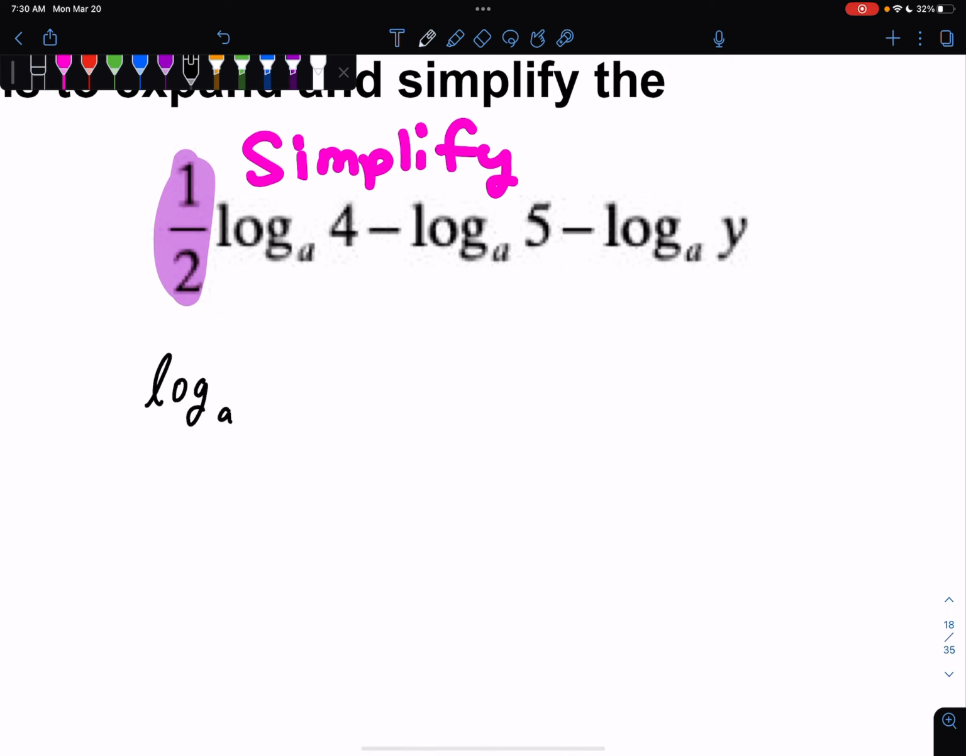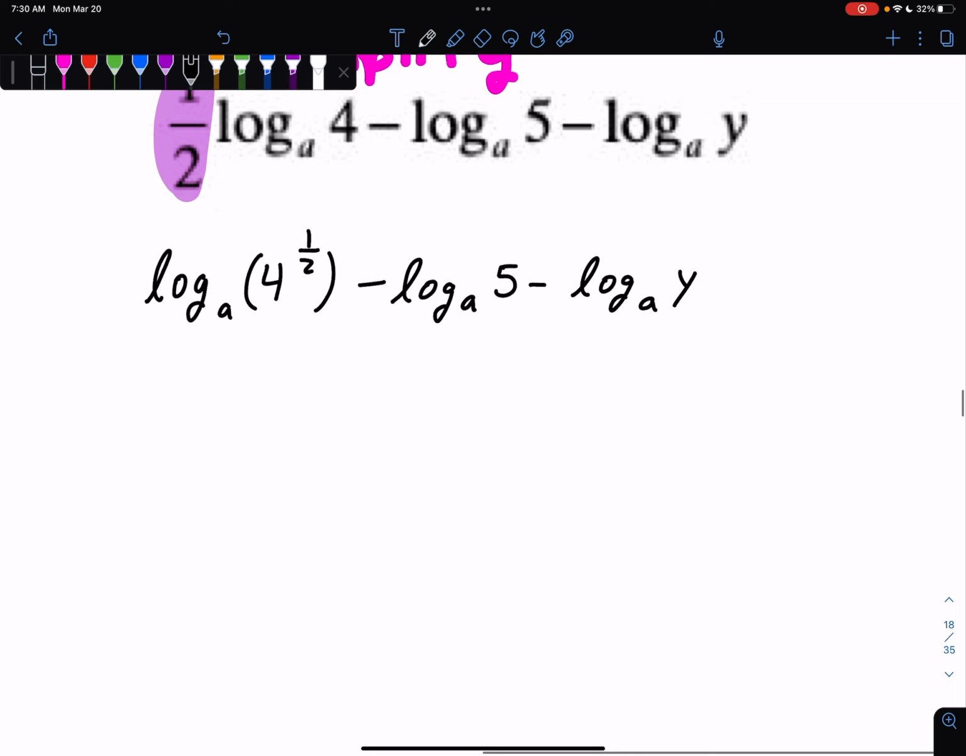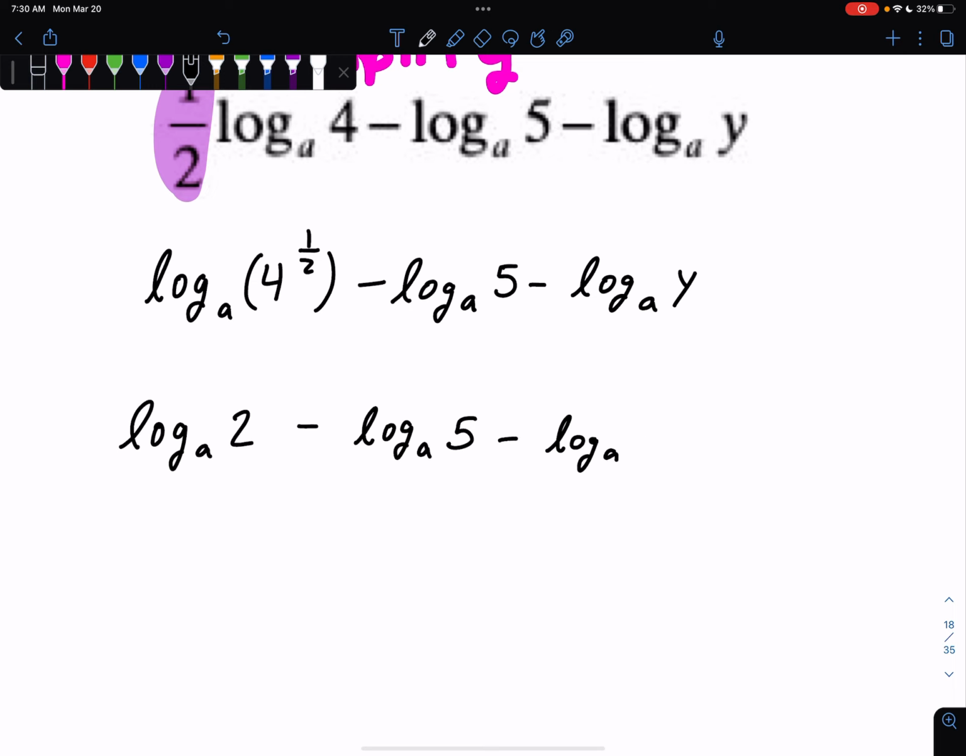So log a of 4 to the 1/2. You typically go left to right when you're doing these. So that should be able to help a little bit. Minus log base a of 5 minus log base a of y. Okay, 4 to the 1/2 would be square root of 4. What's the square root of 4, people? Should know it. Square root of 4 is 2. Minus log a of 5, minus log a of y.